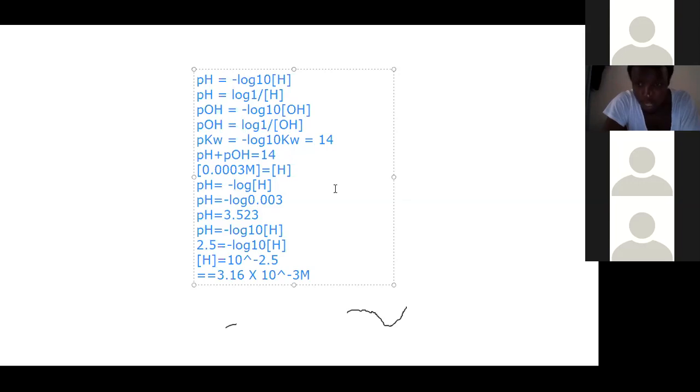So this one, before you can get this in the concentration, you know how to get the OH ion from subtracting.